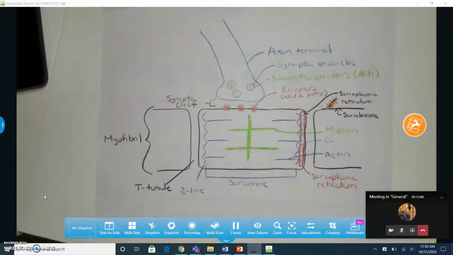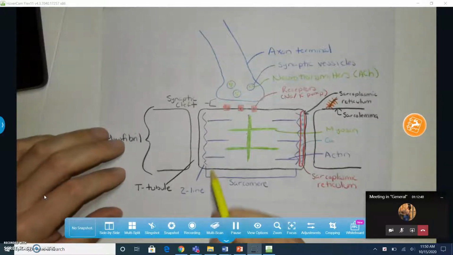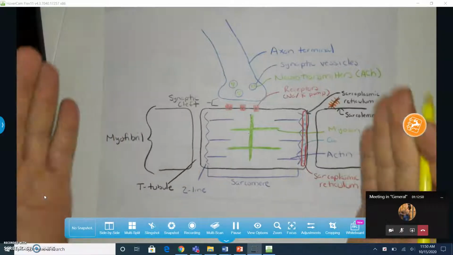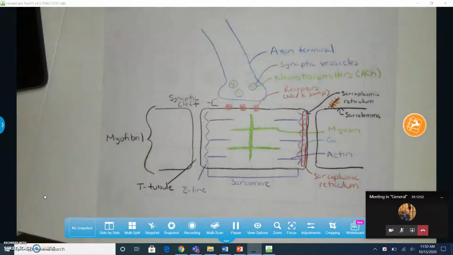All right, so now we're going to be looking at putting everything together that we've learned about and talked about to understand how this sarcomere actually will contract, how it will actually shorten. Before we get to that, let's take a moment to look at this picture so we truly know what it is that we're looking at.